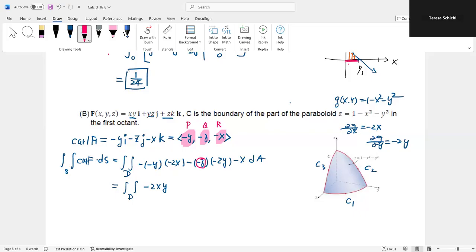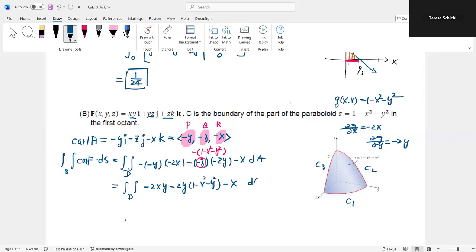So the negative z is negative 1 minus x squared minus y squared. I need to change everything to xy. So this is negative, negative, negative, so it's negative 2y, right? So this is negative 2y times 1 minus x squared minus y squared. Okay, then minus x dA here.